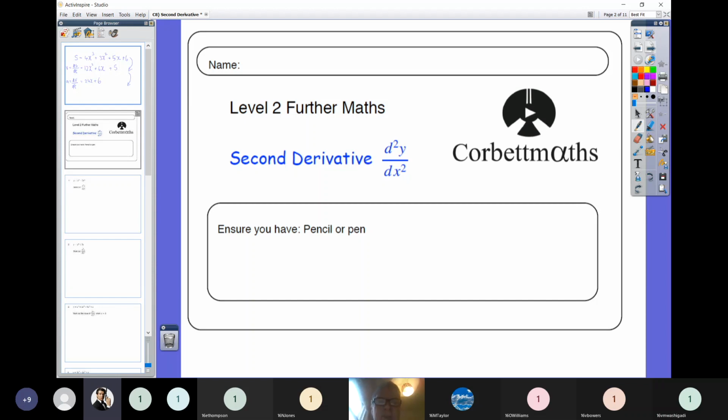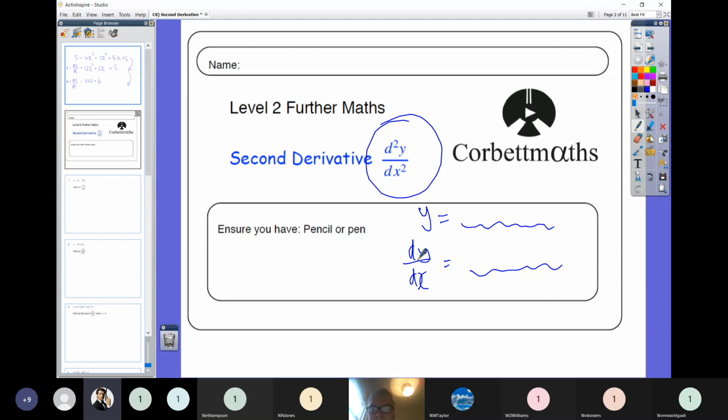So this is the title, all right? It's called second derivative. So if we've got y equaling something, and we differentiate it, we get dy dx. And then when we differentiate that again, that's when we get this d2y dx squared. And I don't know why it's written like that. It's just something historical. But all that means is you go and differentiate the differential.